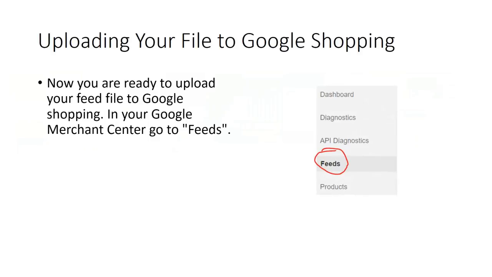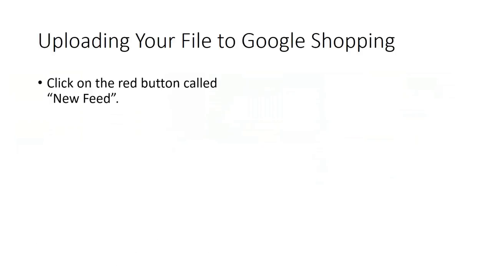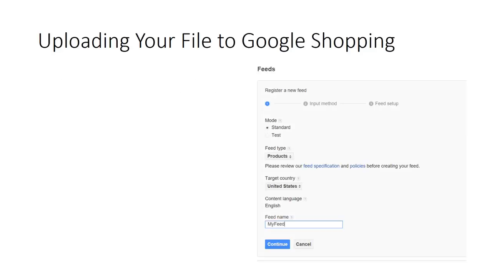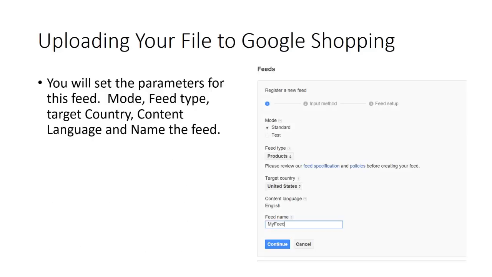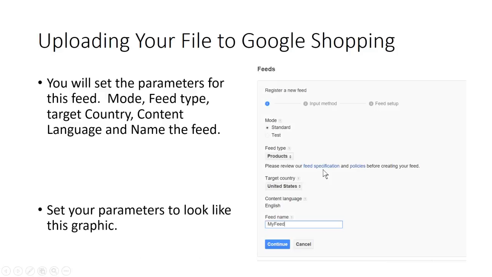Okay, so uploading your file to Google Shopping. Now you're ready to go and upload this feed file after you entered your products in there. Now, in your Google Merchant Center, you want to go to where that little item that says Feeds. Okay. Now, on the red button called New Feed, this is where you want to click. All right. So you will see the parameters for this feed: the mode, feed type, target country, content, language, and the name of the feed. Make sure that you fill it out just like we have it in this graphic.